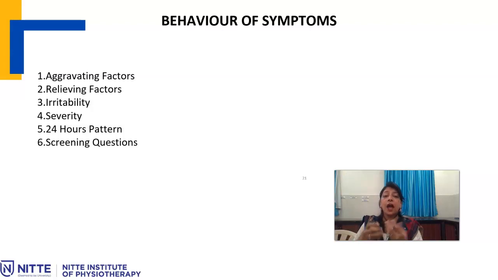The severity is how much is the pain, the quantity. Pain has a very subjective nature. So you need to ask the patient how much on a scale of 10 you get pain. There are scales like the visual analog scale and the numeric pain rating scale, where you can give the patient the scale and let them mark where the pain is and how much it is. On a scale of 0 to 10, how much do you think your pain is? That is known as severity.